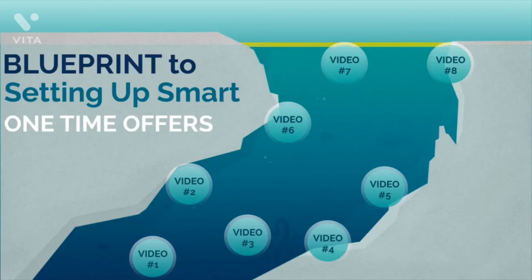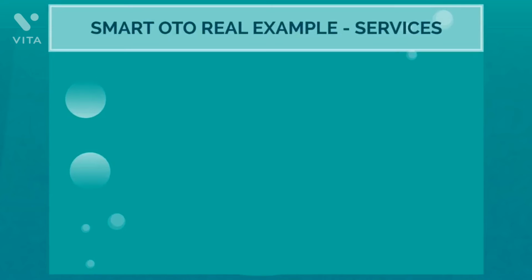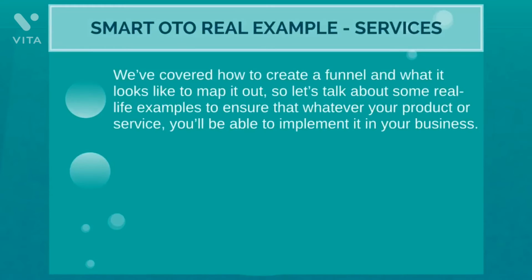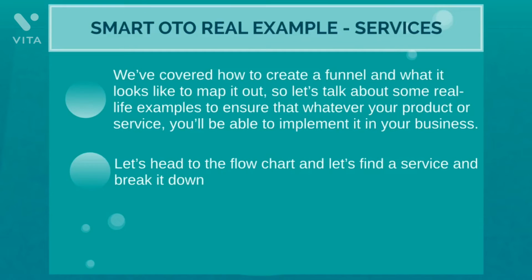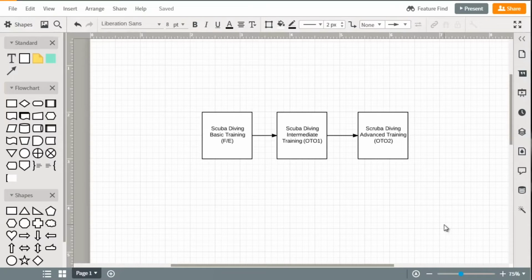Okay, so this is video number 7, and we're going to talk about similar to what we talked about in the previous video, but we're going to map out a product funnel that is just for services. So let's head on over to the flow chart and let's find a service and break it down. Okay, so let's use the previous example with the scuba diving, but instead of a product or a course or information product, let's talk about a service. So let's say, for example, that you offer a scuba diving service or a training.